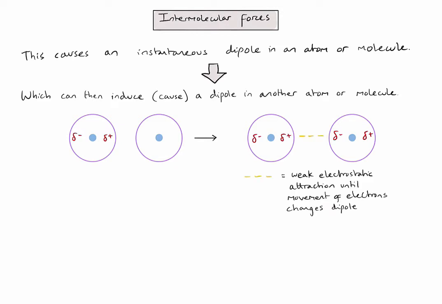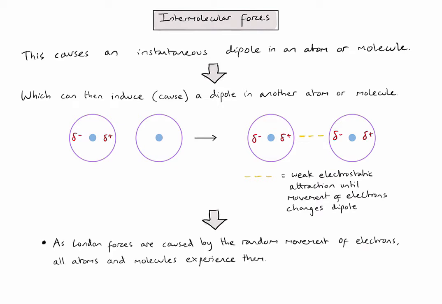This only lasts for a fraction of a second before the random movement of electrons eliminates those dipoles. And that's why London forces are considered the weakest of the intermolecular forces we need to know about. Because all atoms and molecules contain electrons, they will all experience London forces between themselves. And a greater number of electrons in atoms or molecules will lead to stronger London forces, because we can have stronger dipoles, or instantaneous dipoles, to start with.